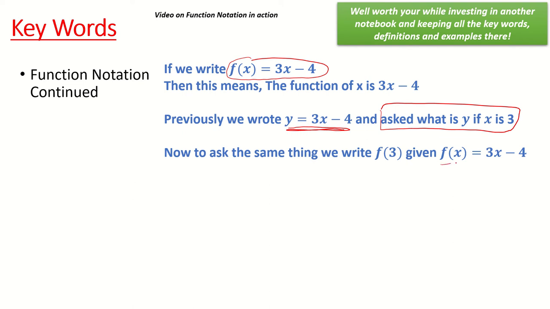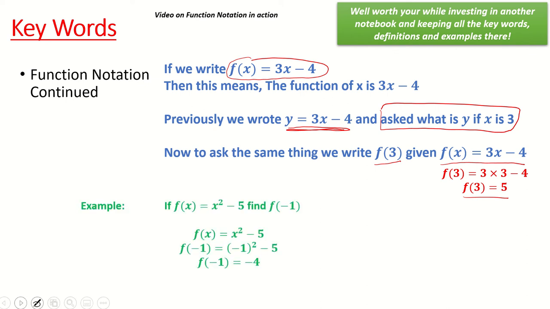Here they're saying f of x is this, find f of 3. And what they literally mean is instead of the x, can you replace the x with 3? So instead of 3 times x, we'll have 3 times 3, and we solve, and f of 3 becomes 5. Let's look at another example.